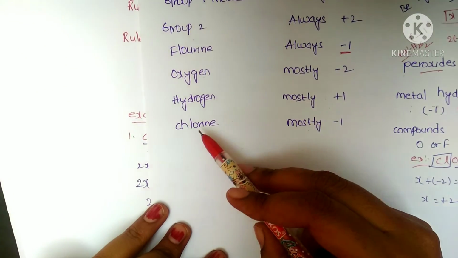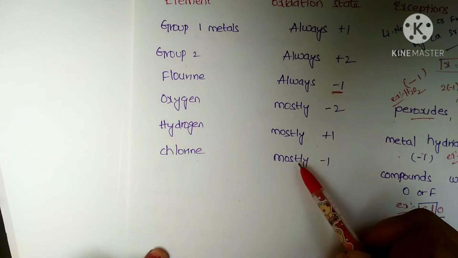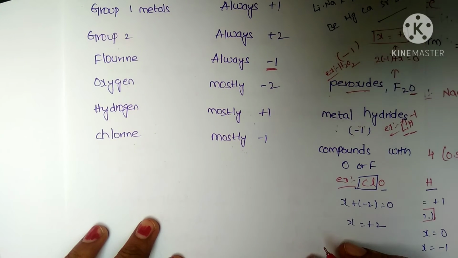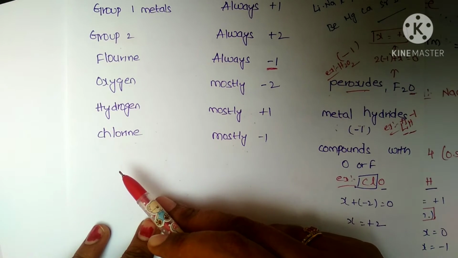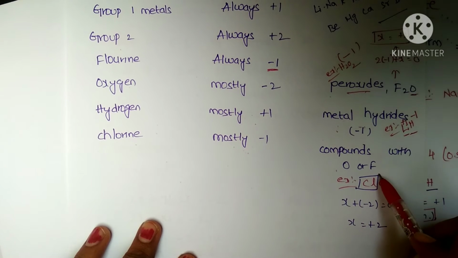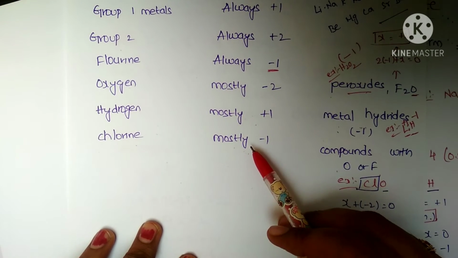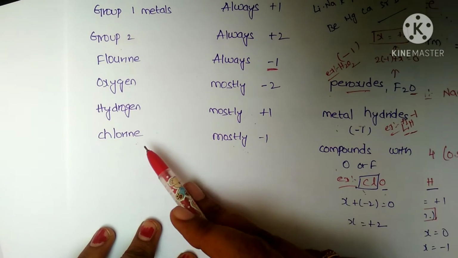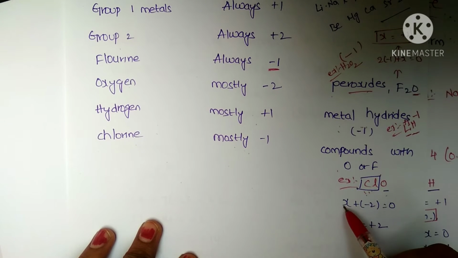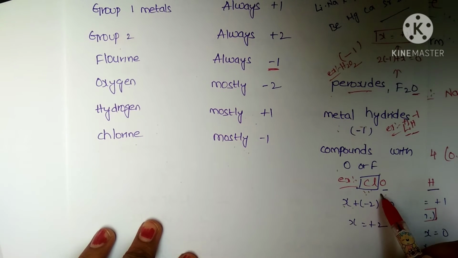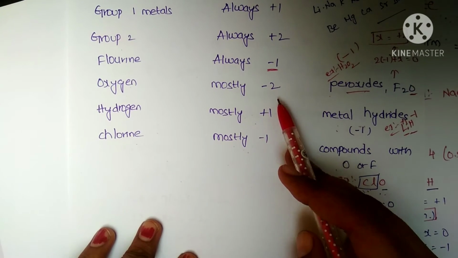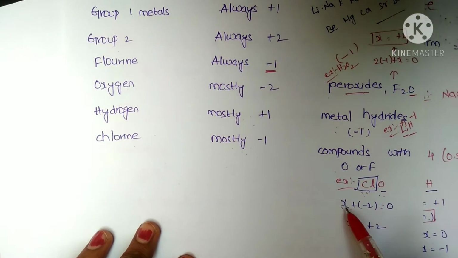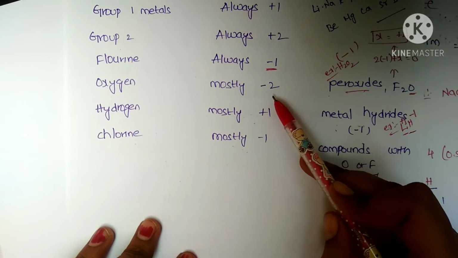Next one more thing is chlorine. In most cases chlorine shows -1 only, but here also there are exceptional cases: whenever chlorine forms a combination with oxygen and fluorine, its oxidation state won't be -1. Consider the example ClO. Here we want to know the chlorine oxidation state. Let Cl be X, plus oxygen, which in most cases has the charge -2. So X is the charge of the chlorine which we want to find out.